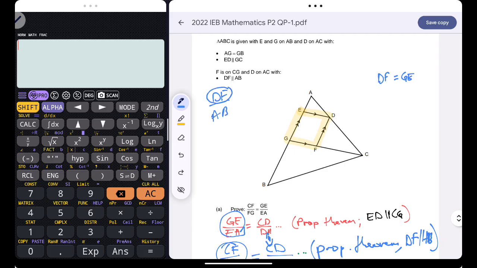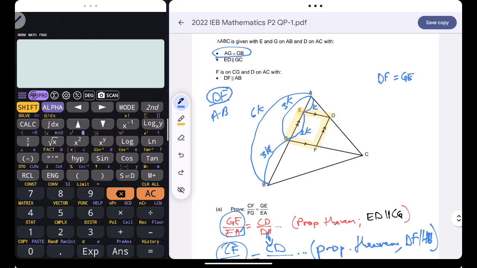Okay, now I do know what I can link df to, because I can link it to GE. I've calculated GE previously. Remember that I said this is just 2k, and that will be k, and the entire length will be 3k. But there was this statement that AG is equal to GB. So if that's 3k, that means GB is also 3k. So the entire length over there will be equal to 6k.